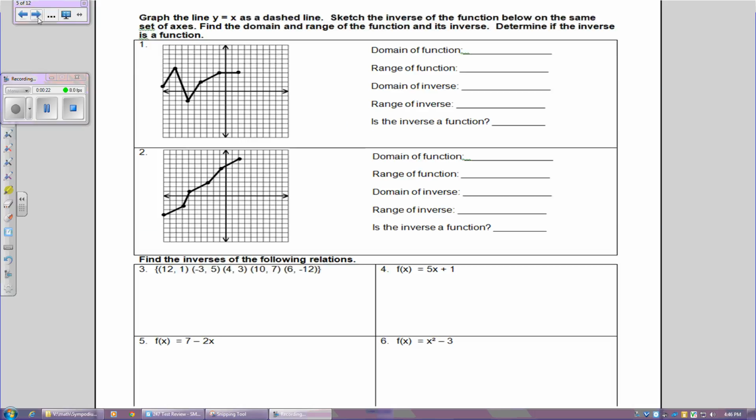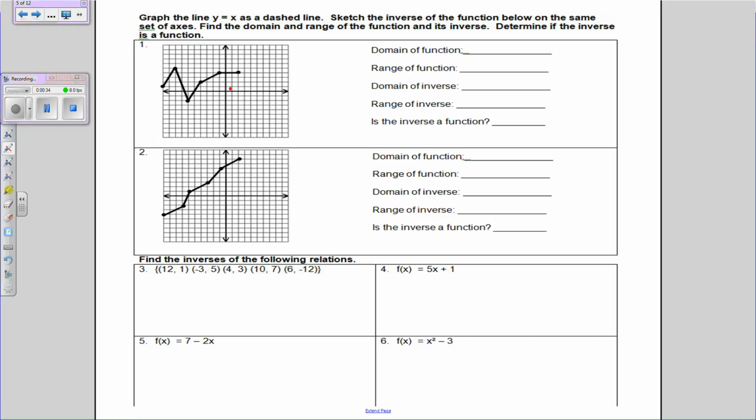First on this one, it says graph the line y equals x as a dashed line. So it tells you here that line needs to be dashed. So let's do every other corner. Okay, and then graph its inverse and state the domain and range of the function.